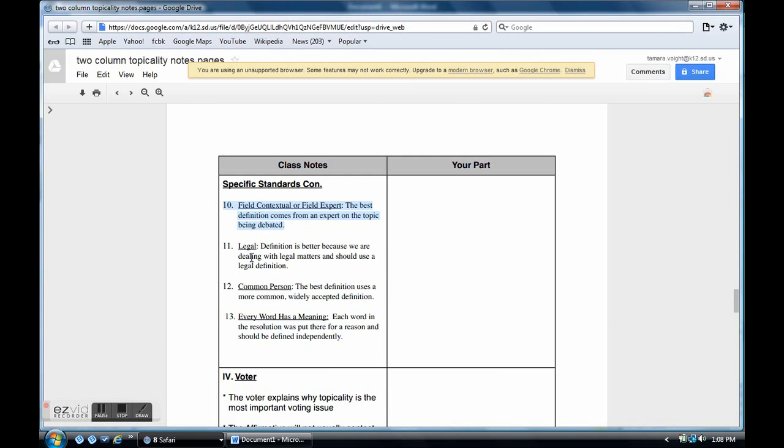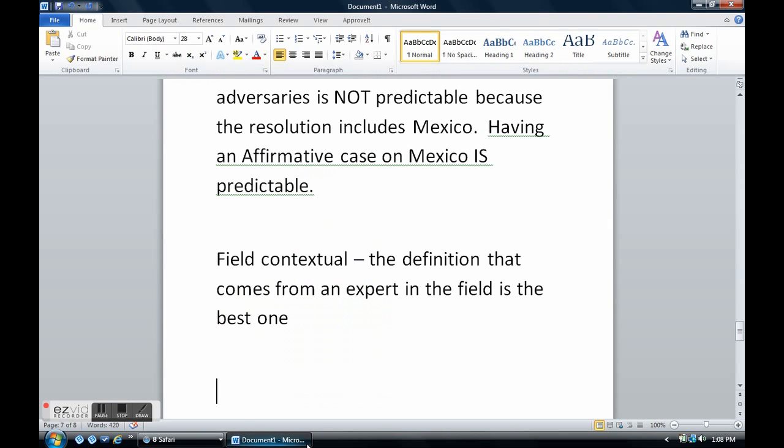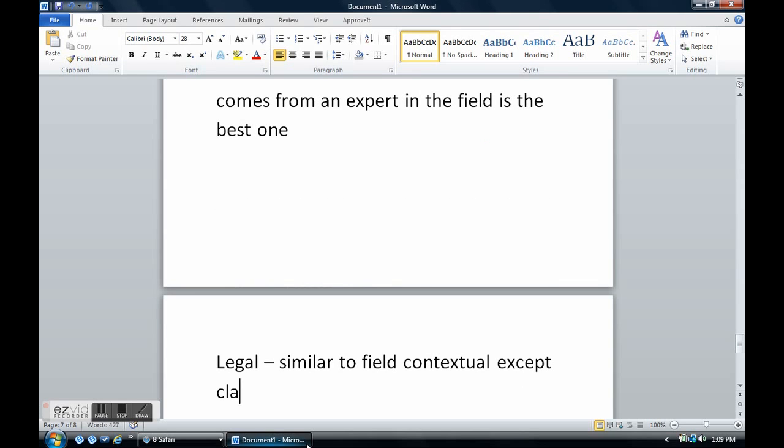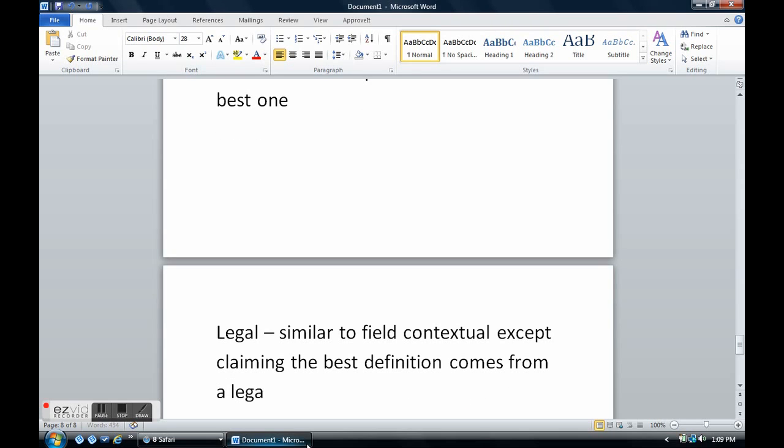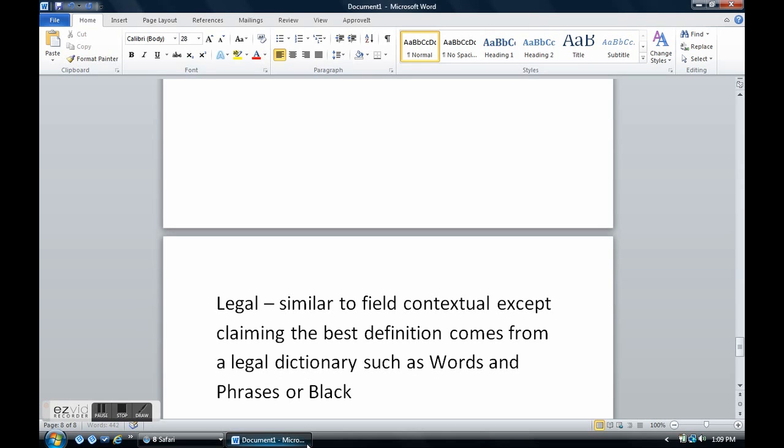Legal definition is very similar to field contextual, except instead of looking at an expert in the field, it argues that because we're debating something that Congress would be arguing as a bill, we should have a definition that comes from a legal dictionary, such as Words and Phrases or Black's Law Dictionary. Now, if you use legal, you need to make sure that your definition comes from a legal dictionary, and field contextual as well. Make sure that your definition comes from an expert in the field and not just a general dictionary.